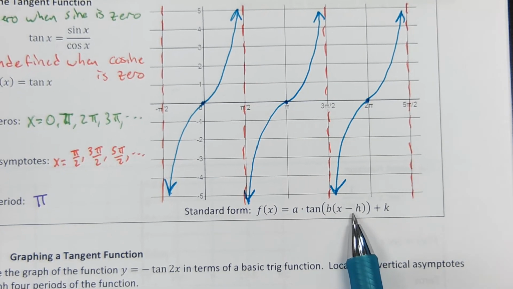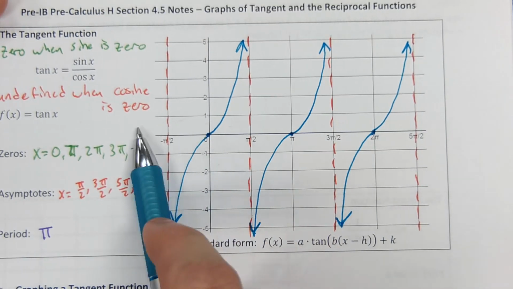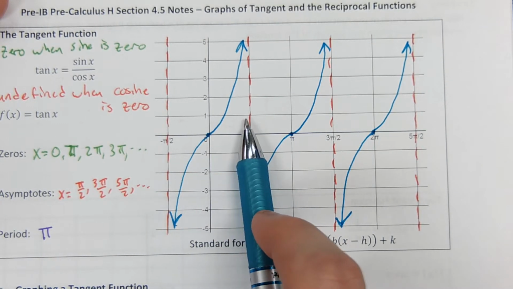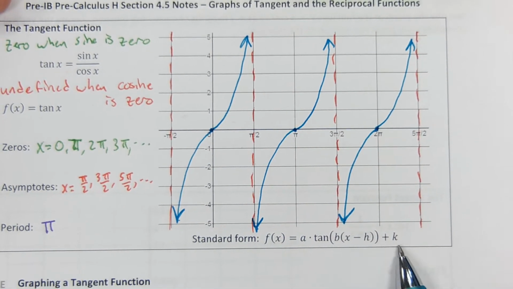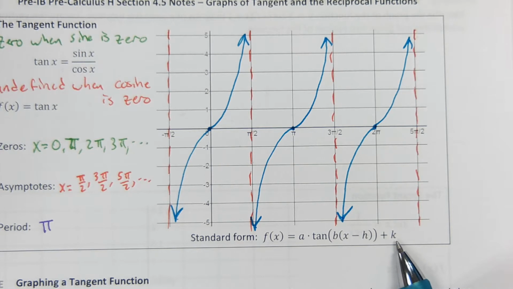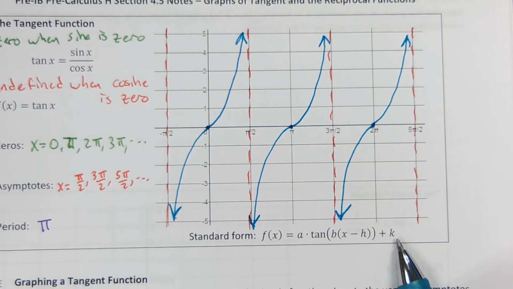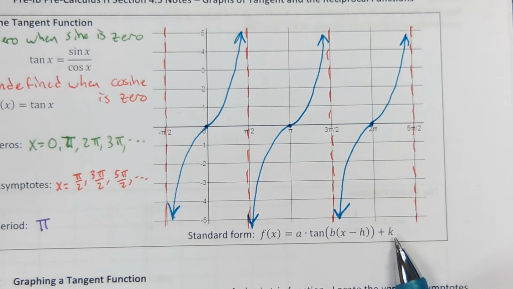That is going to phase shift us. So if you're comfortable with this being the single parent function for tangent, you can just shift it around. And then this thing, which we used to call the midline for sine and cosine, is not called the midline for tangent, but it still serves the same purpose. It's the middle of the graph, the horizontal line that the graph is centered around. It's not called the midline, but for all intents and purposes, it's the midline.